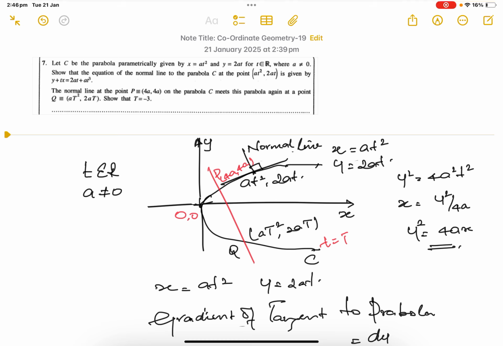The second part, the normal line at a point P, anywhere, the coordinate of point P is 4a, 4a, on the parabola C. It meets the parabola again. So when you extend that normal at P, it will meet the parabola on the other side at the point Q. Coordinates of Q is capital T squared, 280, where small t equals capital T. Show that capital T equals minus 3.